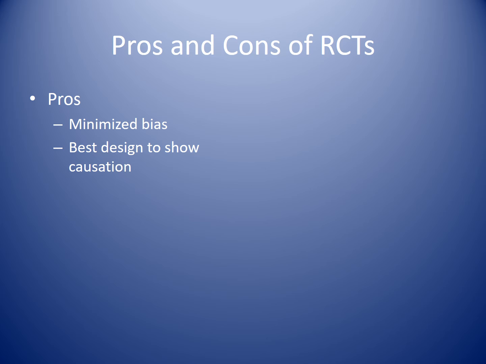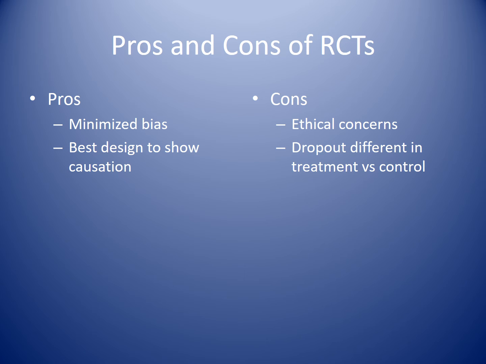So the pros and cons: the pros are that it minimizes bias through randomization and blinding. This is the best design to show causation. If you want to show that a variable X causes a variable Y, you almost always have to do a randomized control trial. The cons: it can be ethically challenging. The randomization, especially in drug trials, can be challenging.